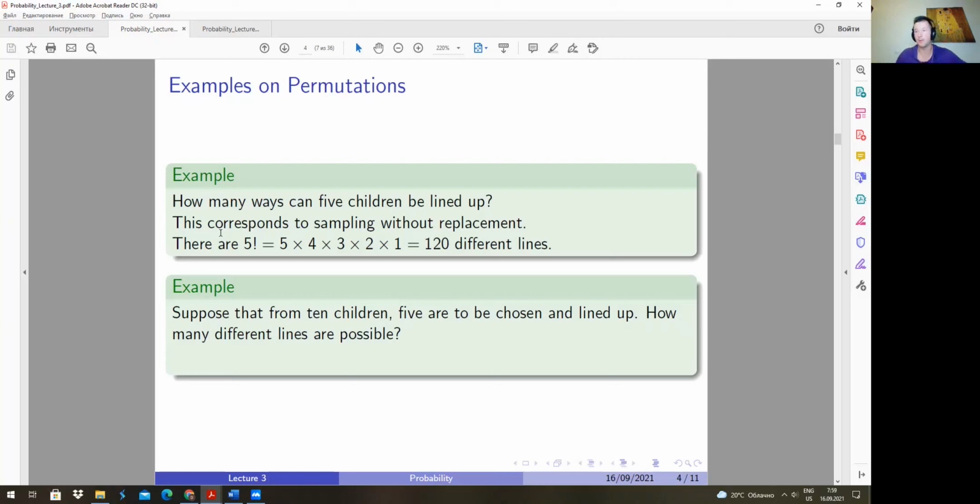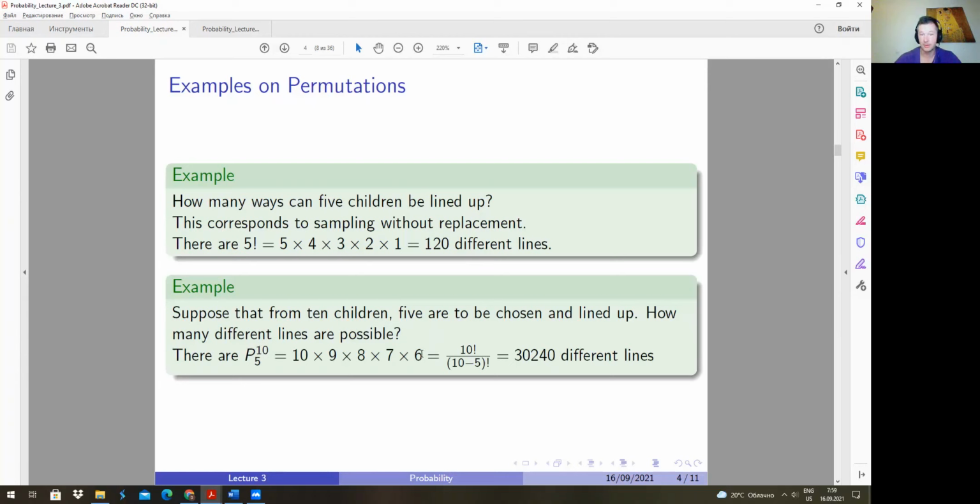And once again, we do care about their order. Who is the first, who is the second, because we want to line them up. It's like in your physical culture classes, where it matters who stands first and who stands second. So we have something like this. This is going to be the permutation, 5 out of 10.